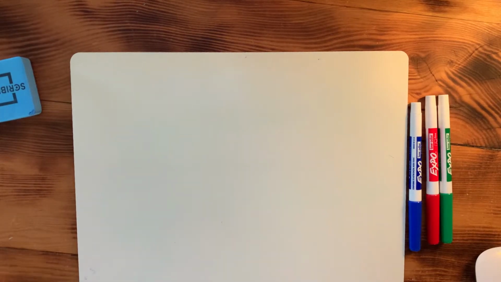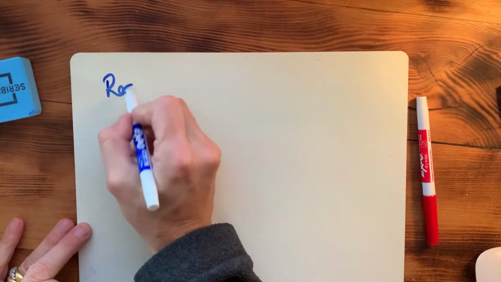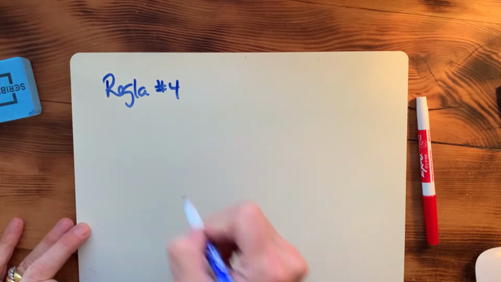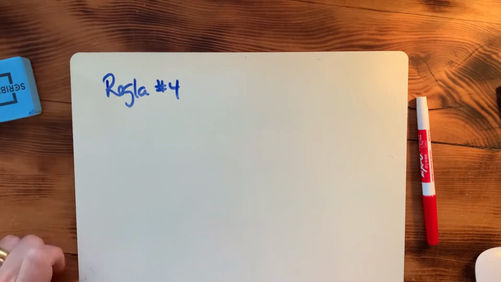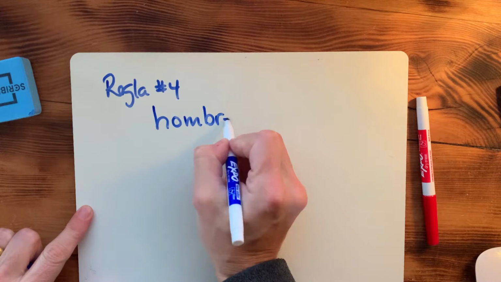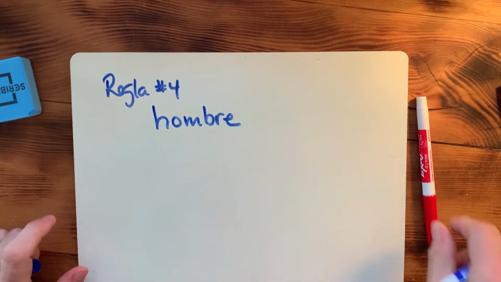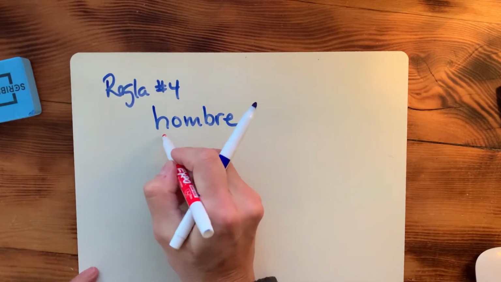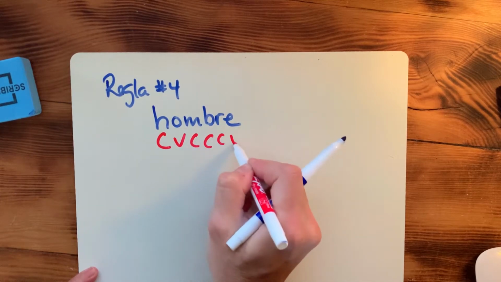In this recording, I'm going to show you how to do rules 4, 5, and 6. Rule number 4 is syllabifying when you have 3 consonants and the last 2 form a cluster. So we have, for example, the word from our notes, hombre: consonant, vowel, consonant, consonant, consonant, vowel.